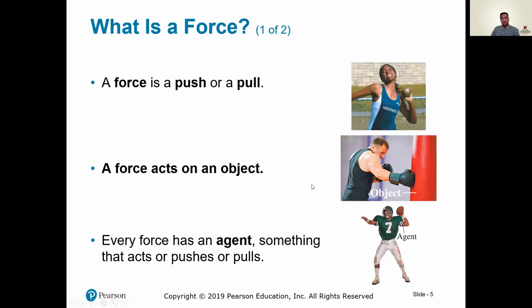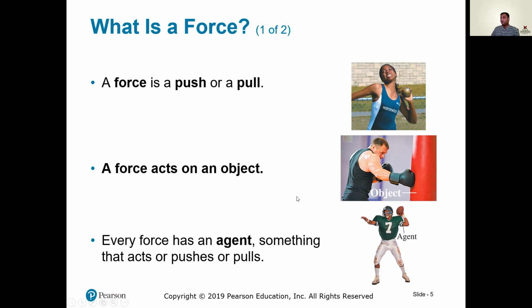There are different kinds of forces, and in this chapter we're going to catalog or list them. Okay, so there is a push or a pull. And every force has an agent. The first two forces that we are talking about are either a push or a pull.